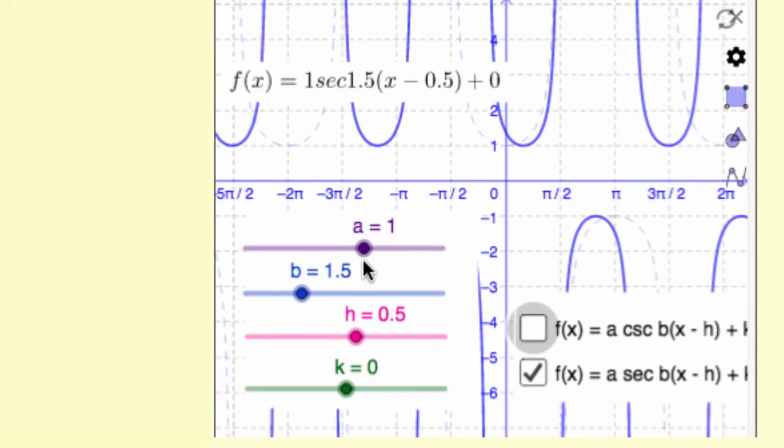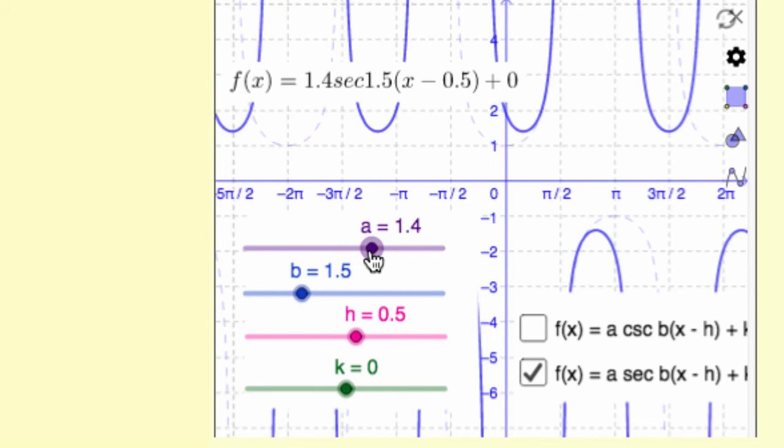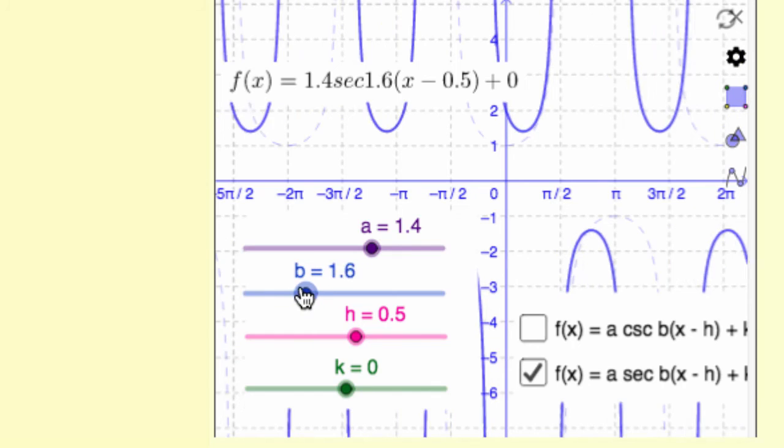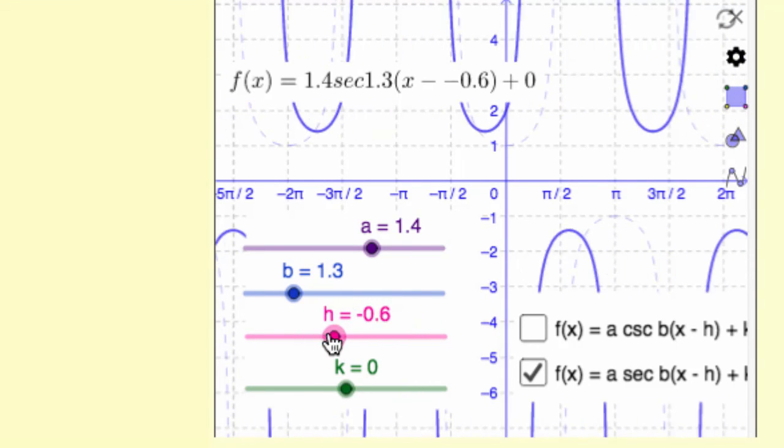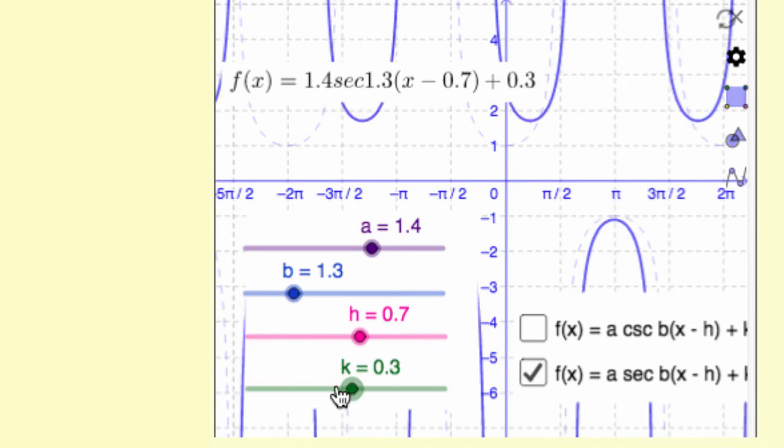And the same thing with the secant function. Changing the a value is a vertical stretch or shrink. The b value is a horizontal stretch or shrink. H is translating left to right. K is translating up and down.